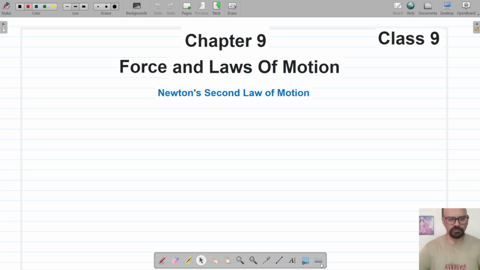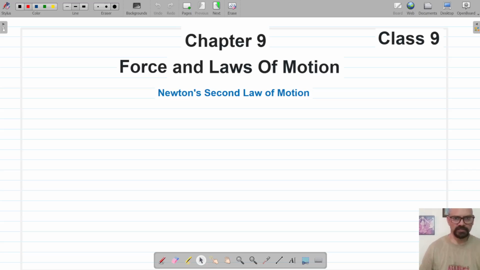So, what is Newton's second law of motion? Let's write down its definition first. Newton's second law of motion has a mathematical expression as well, so we'll derive its mathematical formula too. That is the mathematical expression. Firstly, the definition.